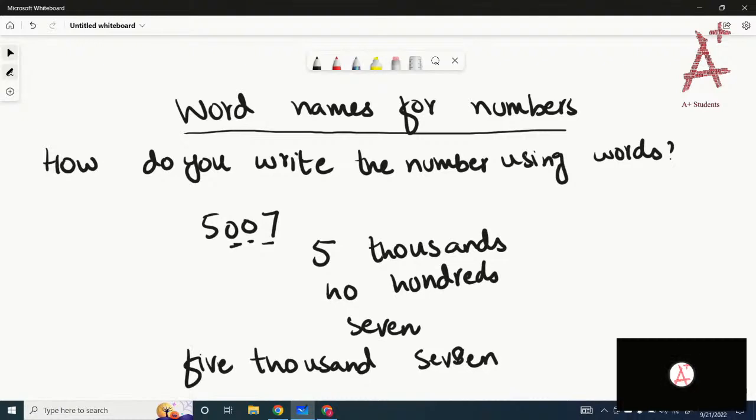This way you can write a number in words. Got it? Okay, the next one is: how do you write the number using words? You can note down the examples. They are very helpful when you are doing test questions. I'll wait for a while so that you can write down the example.